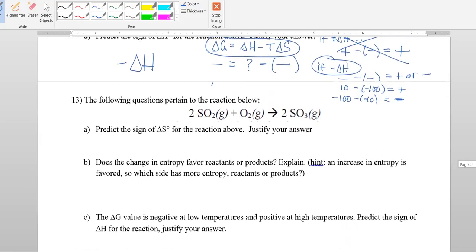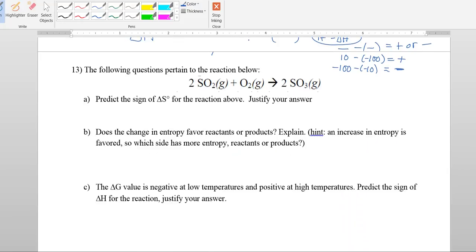So let's look at 13. Sign of delta S. Everything's a gas. I'm just going from 3 moles of gas to 2 moles of gas.